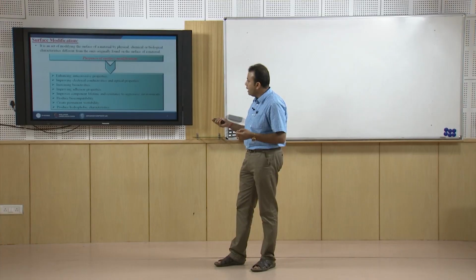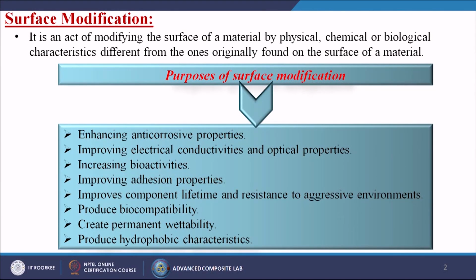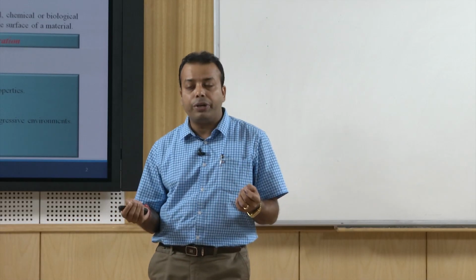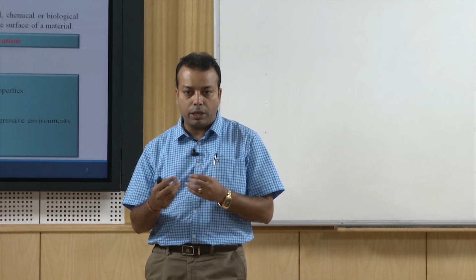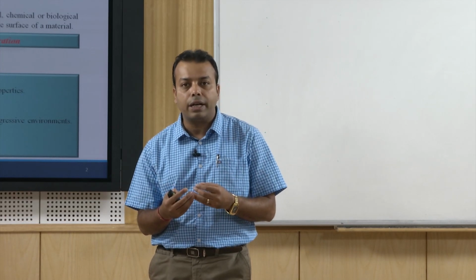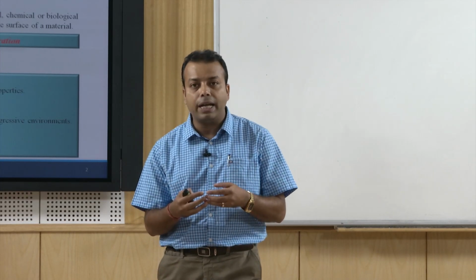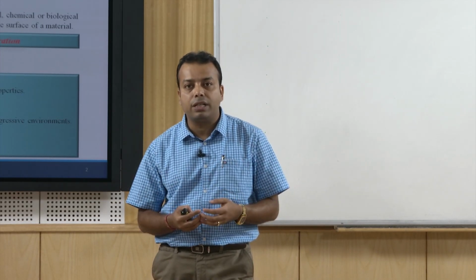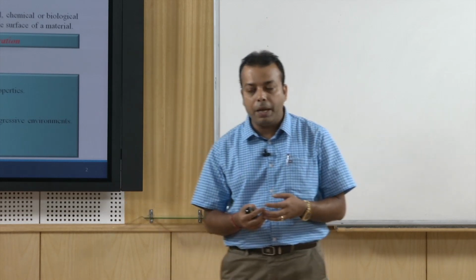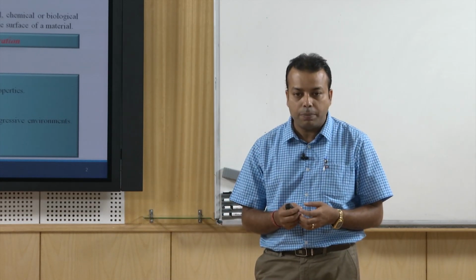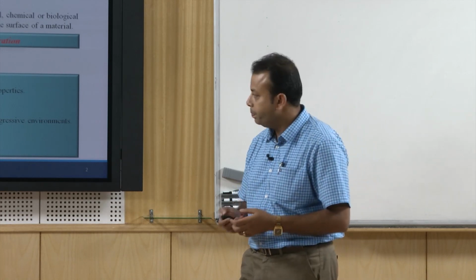Next, improving the electrical conductivity and the optical properties. Maybe my material is an insulator, but by coating it with a conducting material, we can make that material an electrical conductor, or maybe we can use it for some optical purposes too.